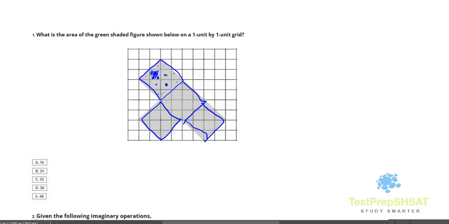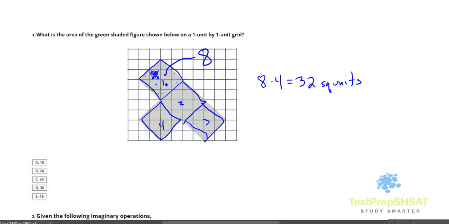In total, each square represents an area of 8 square units. Multiply that by 4 times, because I've got square 1, 2, 3, and 4. Your answer here should be 8 times 4 equals 32 square units.